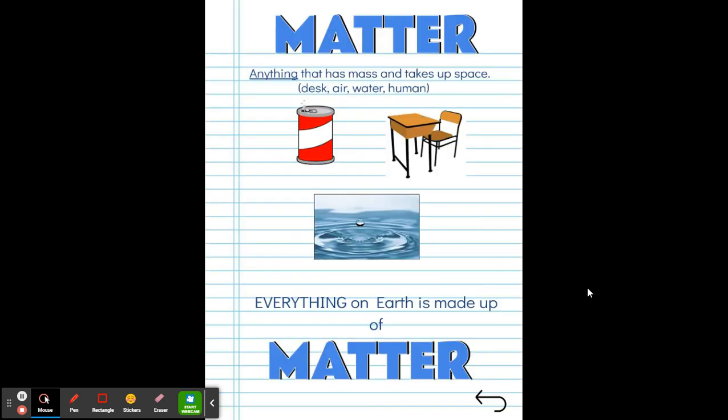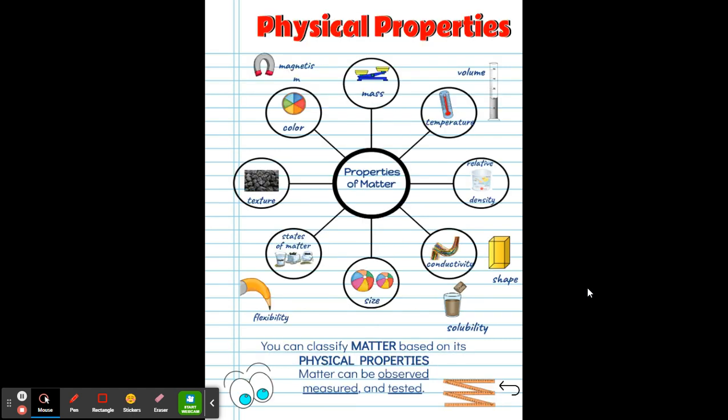Matter. Matter is anything that has mass and takes up space. So, for example, your desk, the air, water, humans, everything on Earth is made up of matter.